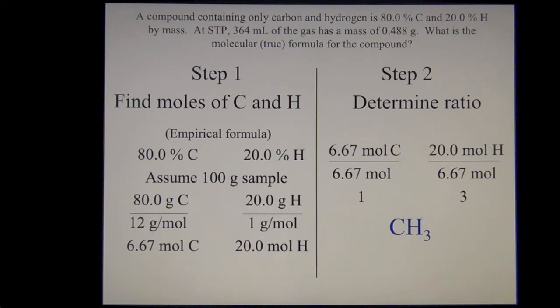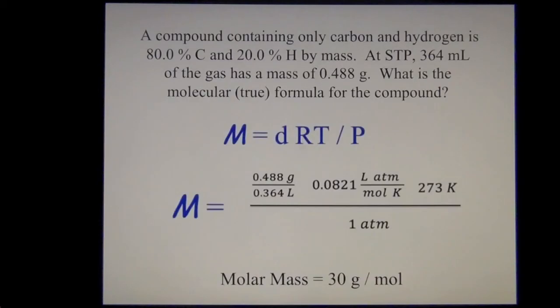Now that we have the empirical formula, the second piece of evidence that we need is the molar mass of this gas. So we're going to use the formula that you can calculate the molar mass of a gas if you know its density, multiply it by R times T, and divide it all by the pressure. So we've got to pay close attention to units here. The mass that was provided was in grams, the 0.488. The volume here was 364 milliliters. We've got to change that to liters.